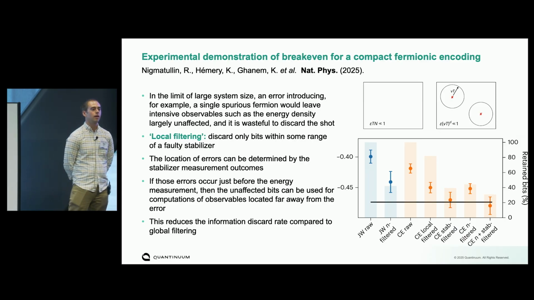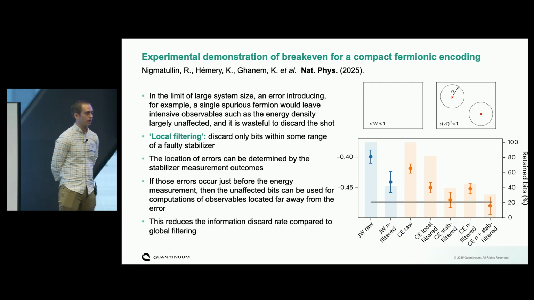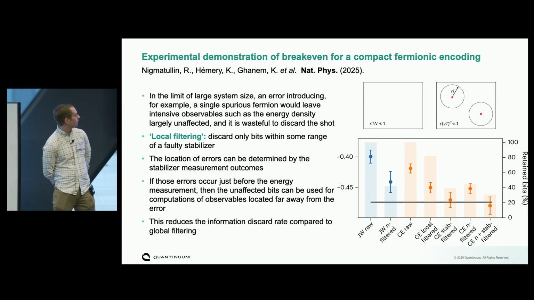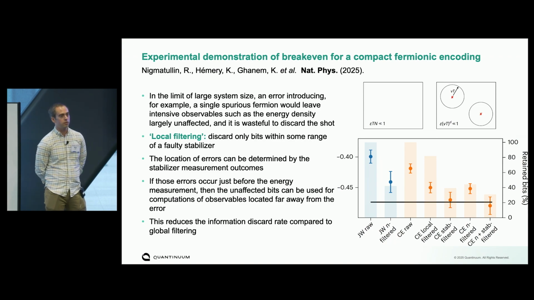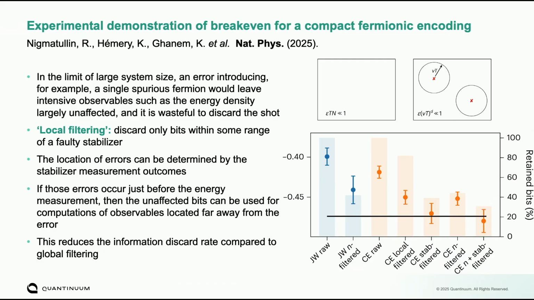If we use this local filtering, then we only discard shots locally around that faulty stabilizer. And we determine the location of the errors with these stabilizer measurements. So if those errors occurred, say, just before an energy measurement, then the unaffected bits could still be used. This reduces the amount of data that we have to throw away, and it also makes it a little bit more favorable to scale up in terms of system size.